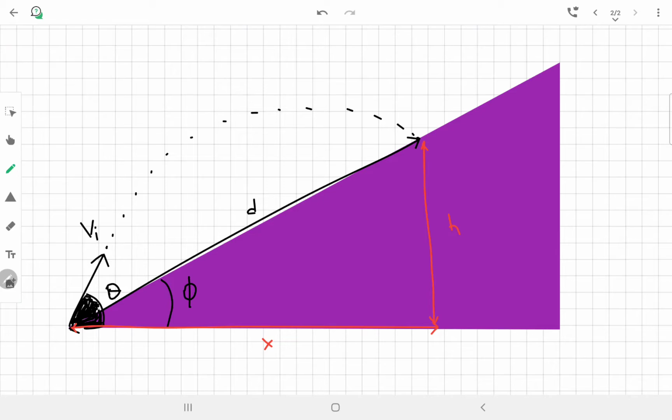To solve in this way, of course, our x and y axis will be in the standard way. So this will be x and this will be y. This is the origin.